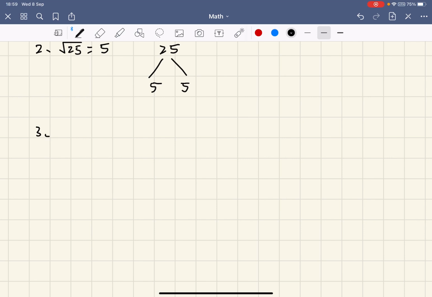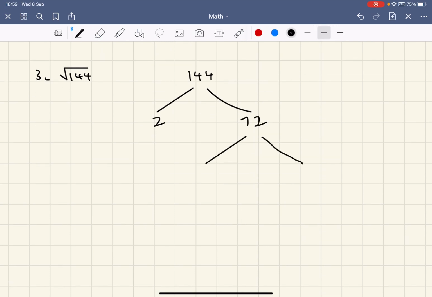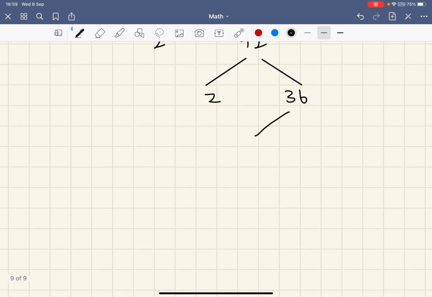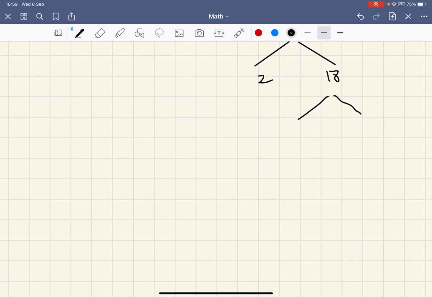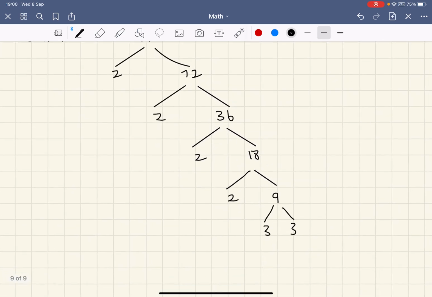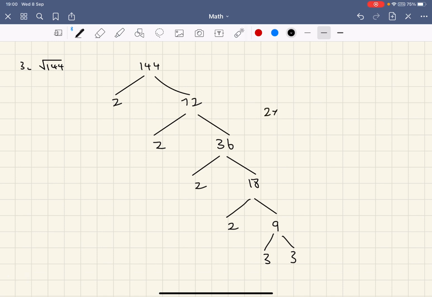And let's do another one. We can do the square root of 144. This is quite a large number, so you might need to do many steps. Let's draw it bigger. So 2 and 72. And 72 becomes 2 and 36, and that becomes 2 and 18, then 2 and 9, and it becomes 3 and 3. So we have 2 times 2 times 2 times 2 times 3 times 3.